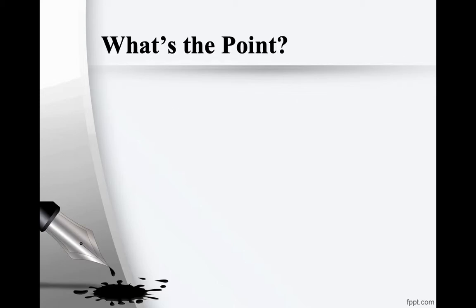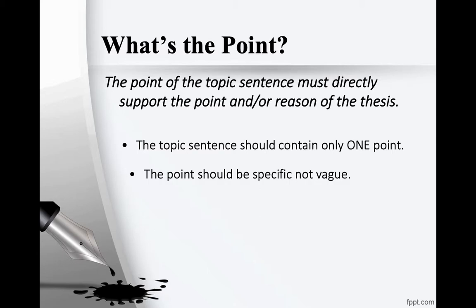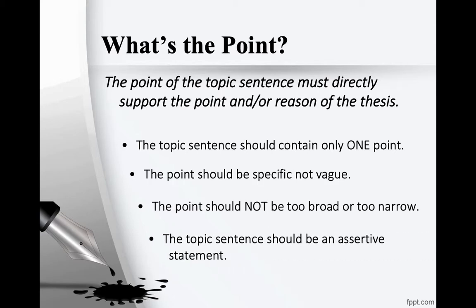When we think about the point component of a topic sentence, what does that really refer to? The point of the topic sentence must directly support the point and/or the reason component of the thesis statement. The topic sentence should contain only one point. The point should be worded specifically, not in vague or general language. The point should not be too broad or too narrow. And the topic sentence as a whole should be an assertive statement.